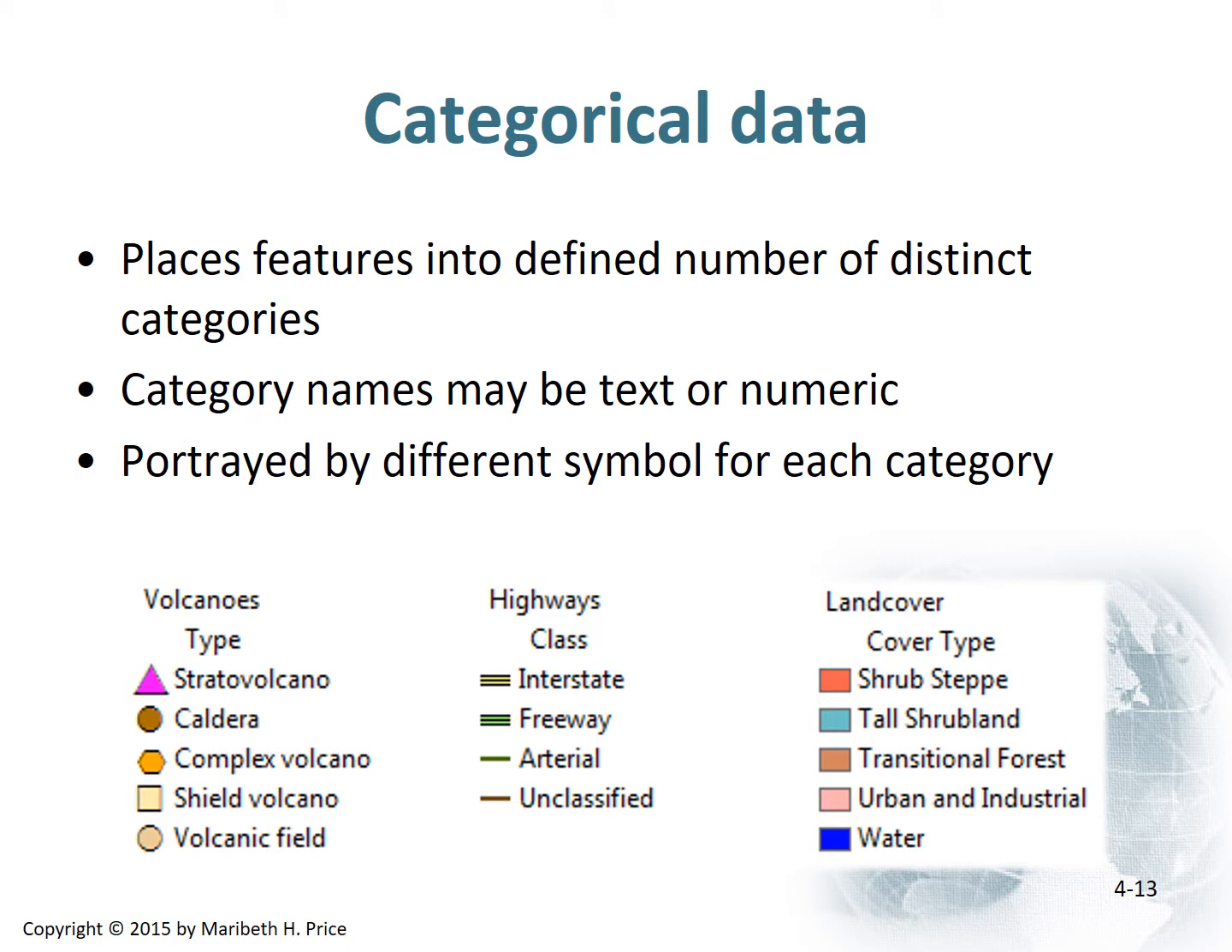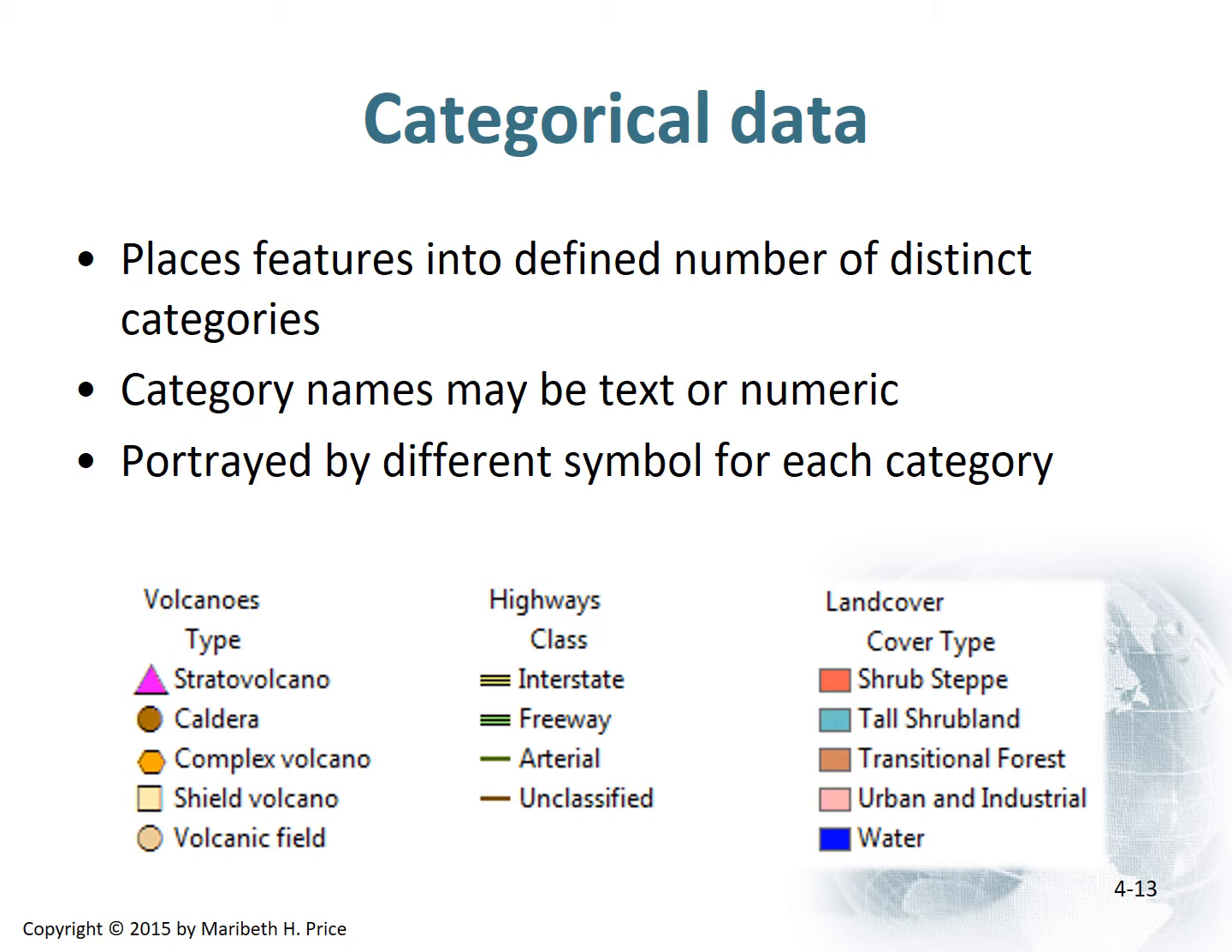Categorical data places features into a defined number of distinct categories. Category names may be text or numeric and portrayed by different symbols for each category. Examples would be types of volcanoes. It's not just that they're different types, but what those types mean, and that could be something as simple as a stratovolcano, a caldera, or a complex, a shield, or volcanic field.